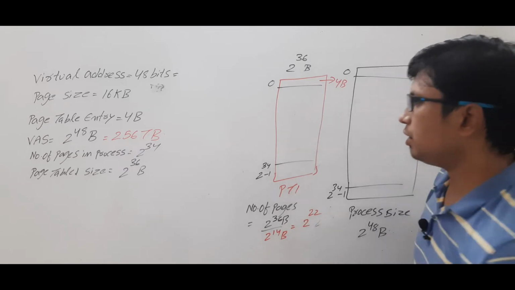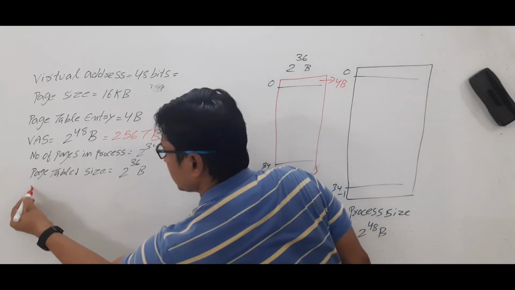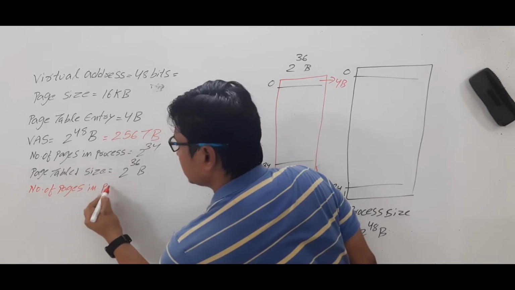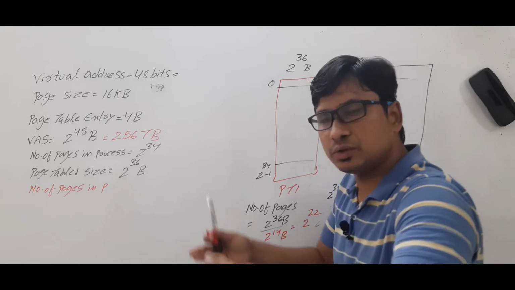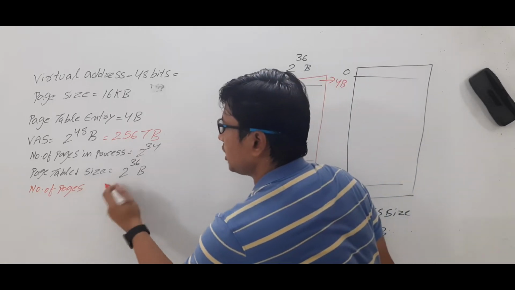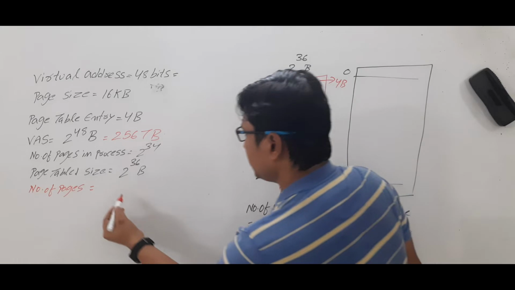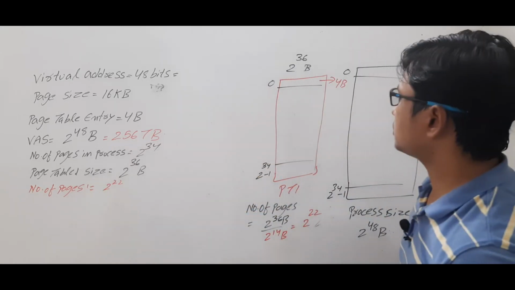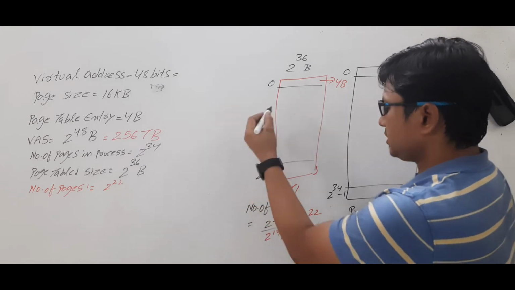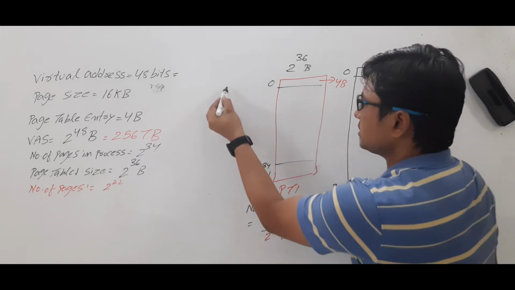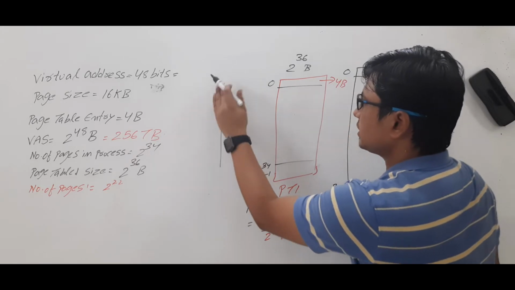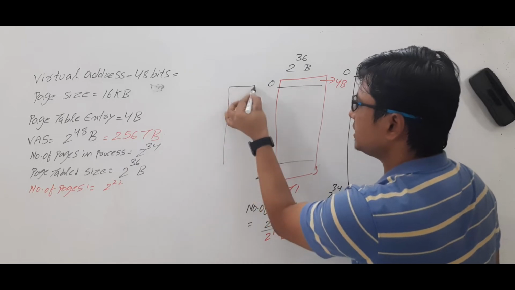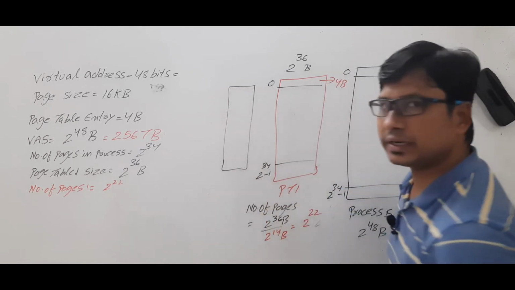Okay. So the number of pages in page table 1 means how many pages you have split up. The number of pages you have split up is 2 power 22 for page table 1. Are you able to understand? So if you split this into 2 power 22 pages, page table 2 will have that many entries. Are you able to understand?